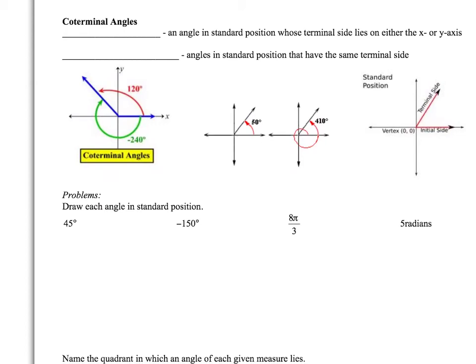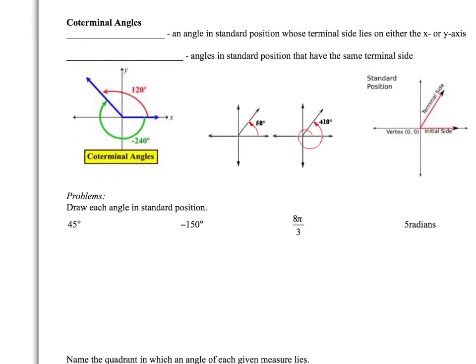The next thing I want to talk about are coterminal angles. Well, let's first talk about the first thing. An angle in standard position whose terminal side lies on either the x or the y axes. So if the ending of your angle lands on an axis, it's called a quadrantal angle. An angle that has the same terminal side as another angle, that's your coterminal angle.